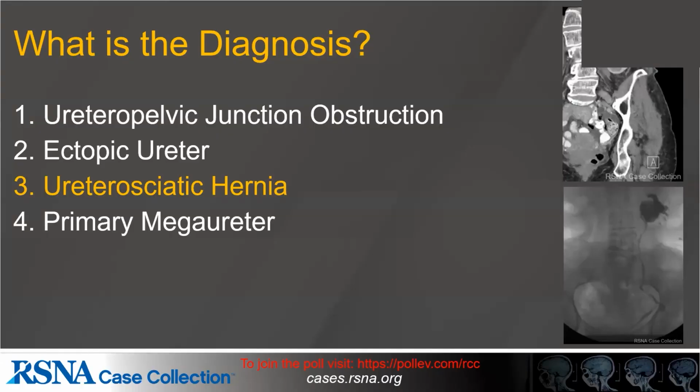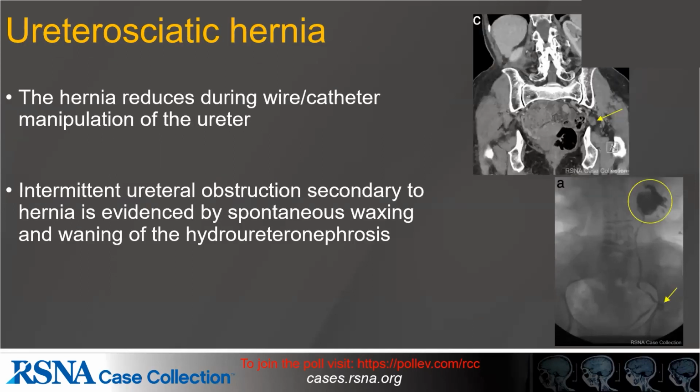So the answer is ureterosciatic hernia. This is actually an Aunt Minnie. There's really nothing else that can look like this. So ureterosciatic hernias, these are acquired hernias, and this occurs when the pelvic portion of the ureter herniates through the sciatic foramen, and it can actually cause intermittent obstruction.